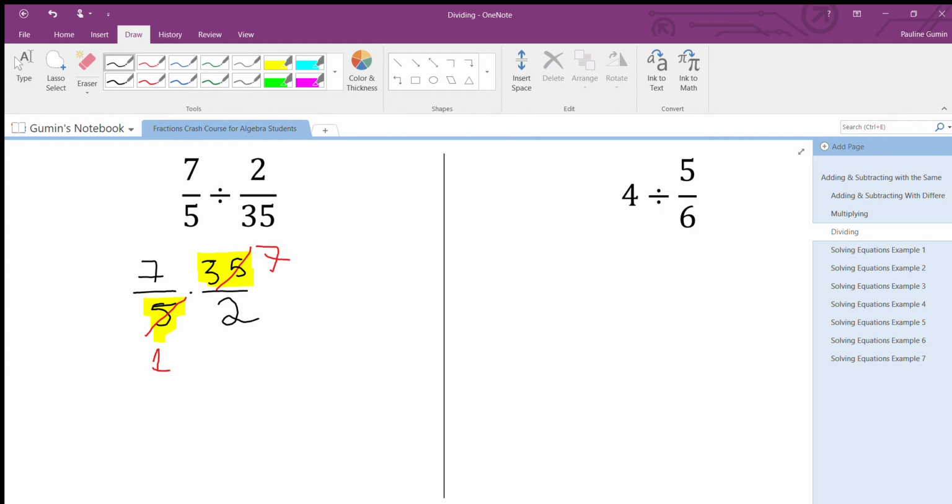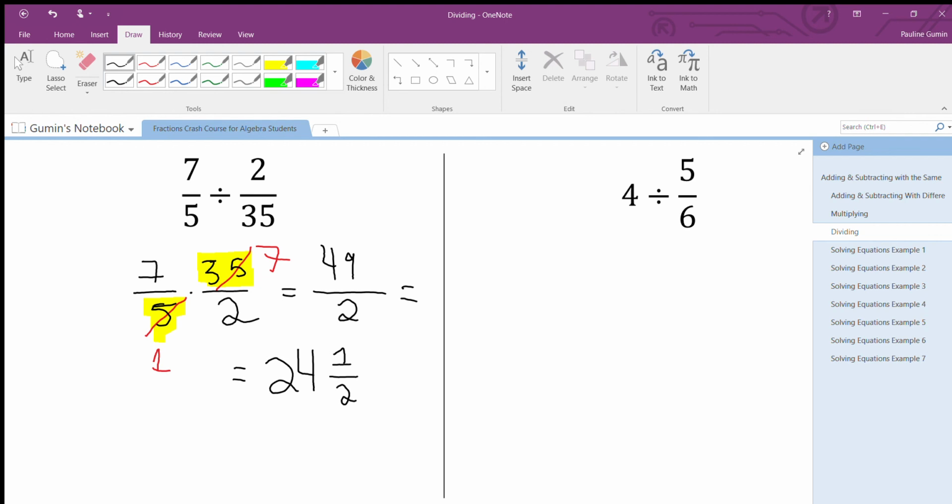I know that 7 is new, but we've already seen whether or not we can reduce 7 with anything on the bottom. The answer was no, so we've completely reduced. Let's multiply straight across. 49 over 2. And of course, we can rewrite it as a mixed number because we can't simplify it. 24 and 1/2.